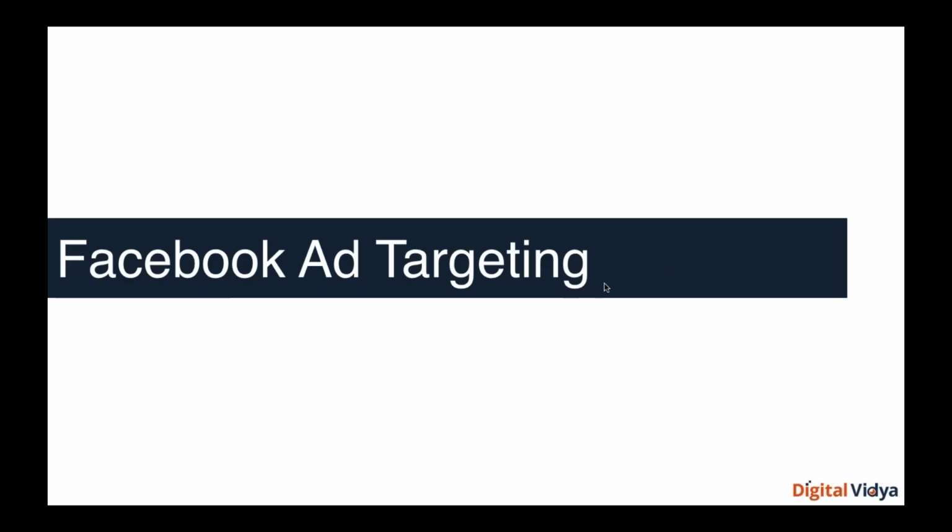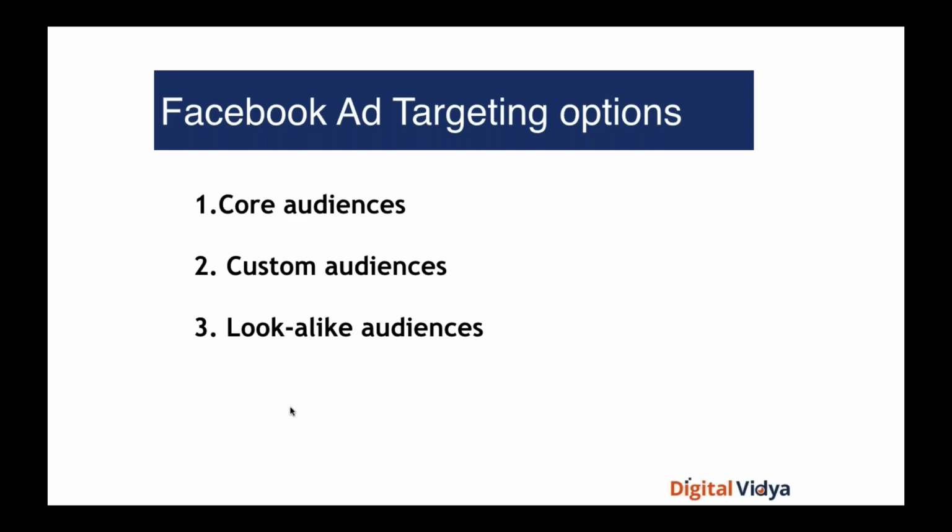We select the people that we want to target, and to make it very simple for you, the targeting is divided into three parts. Just three parts: core, custom, and lookalike. So always remember these three words: core, custom, lookalike. If I wake you up in the middle of the night, you should be able to say these three words, because these are the only three ways in which Facebook ad targeting can be done.